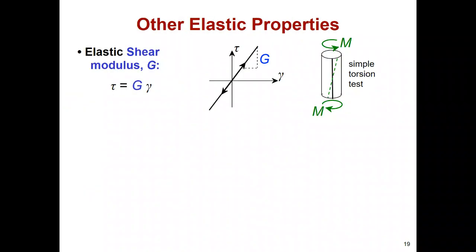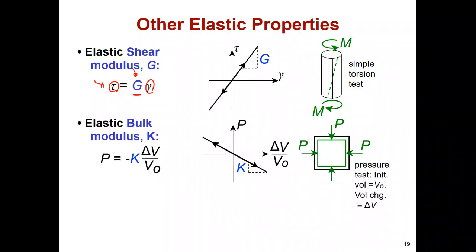Let's discuss another elastic property, from the shear stress and strain relationship. We can also define the shear modulus, which we call G. This shear stress-strain behavior also follows Hooke's relationship, so shear stress is just proportional to the shear strain with some coefficient G.